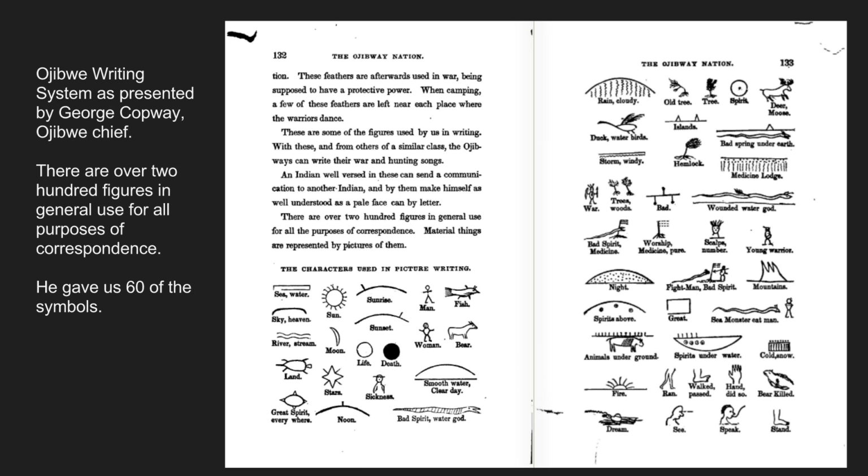And as you notice on the second page, towards the bottom, you've got a symbol for stand. Right up above it, you've got walked or passed. And so the foot with the toes open is walked. You got the hand, meaning did so. When they spoke, they drew a line proceeding from the mouth, or when they drew see, the line was proceeding from the eyes.